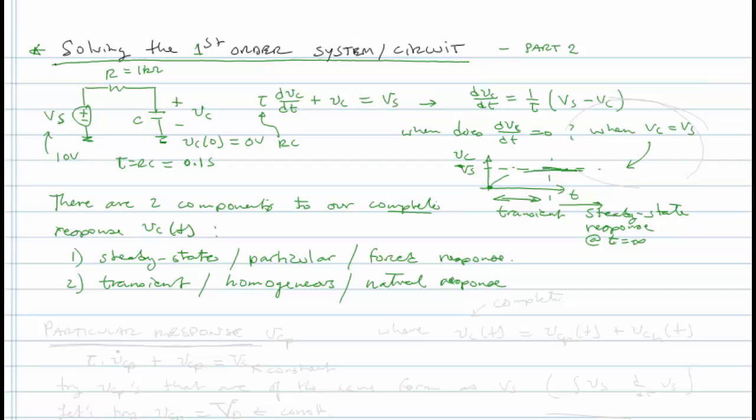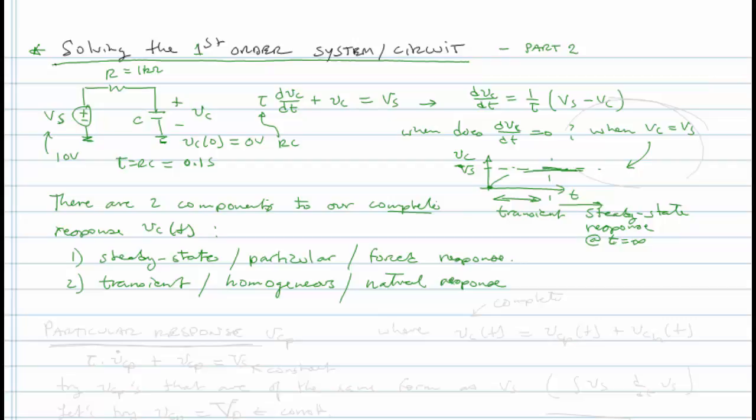So think of the first one as the final value of where things settle out. And the second one is how you get from the starting state to that final value. Do you get there quickly? Is it really sluggish? Does it go quickly and actually go past the final value, then come back down and oscillate about the final value before it settles out? That's all captured in this transient or homogeneous or natural response.